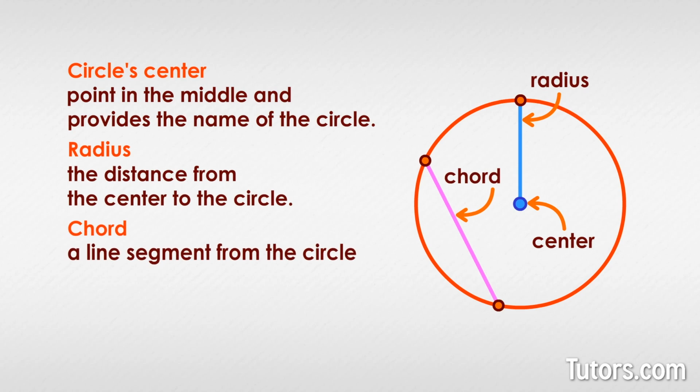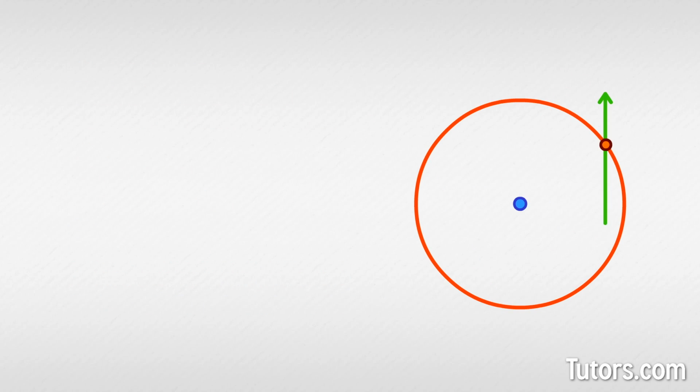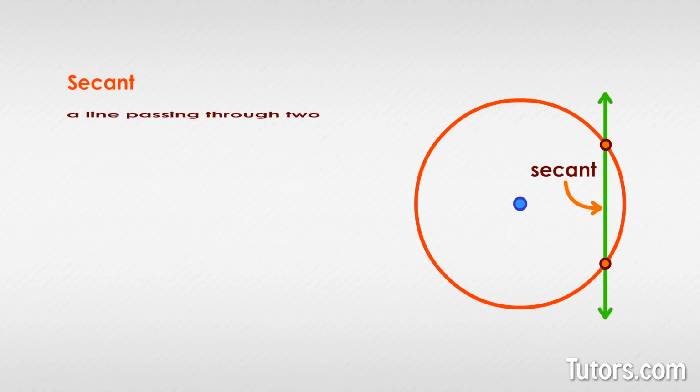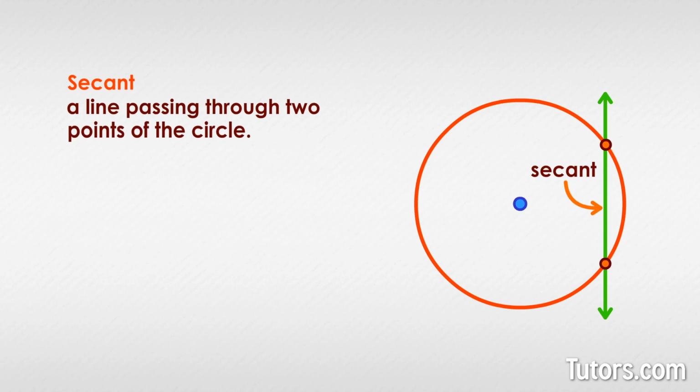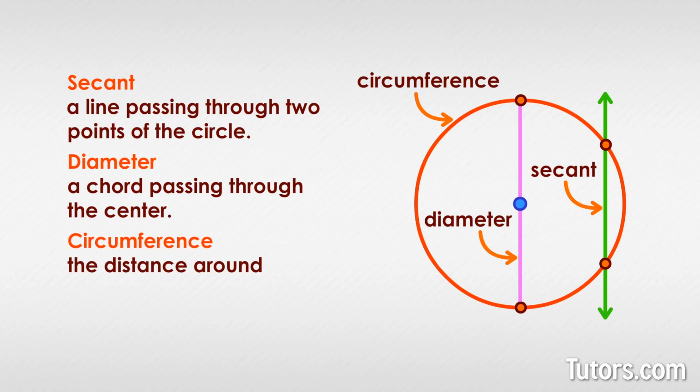Chord, a line segment from the circle to another point on the circle without going through the center. Secant, a line passing through 2 points of the circle. Diameter, a chord passing through the center. Circumference, the distance around the circle itself.